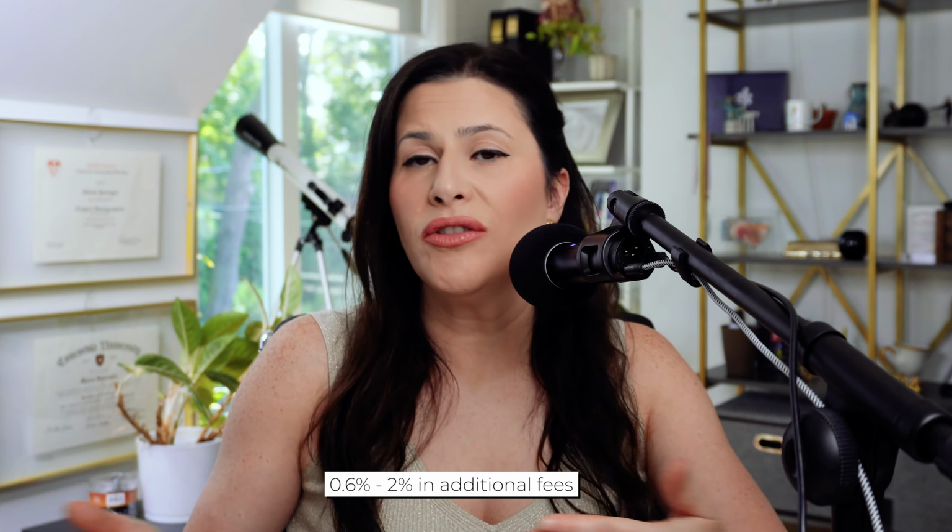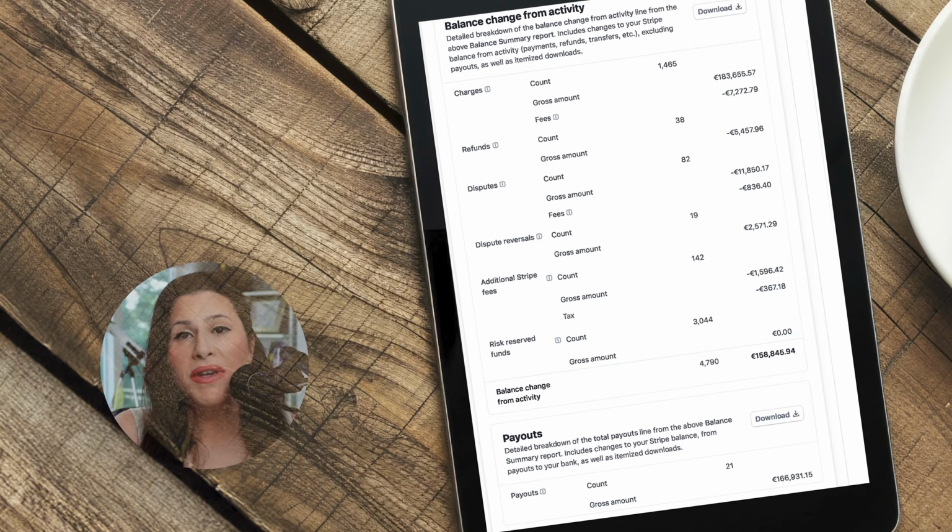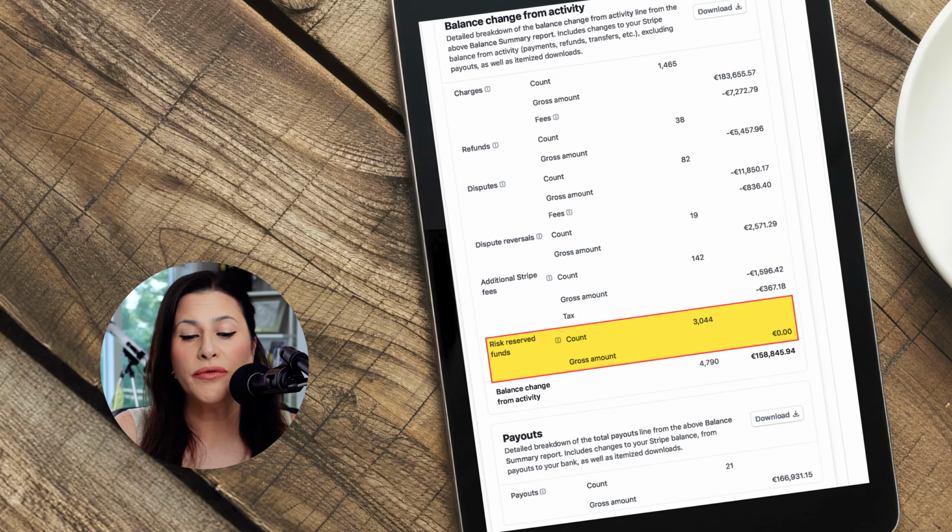I won't go into a breakdown of what they charge, 0.6% and 2%, but you should look into your terms and conditions and into your pricing policy with Stripe so you can figure out exactly what they're charging. But like I said, oftentimes it's really a foreign transaction fee or a foreign currency fee that they're charging here. And then there could be a section where it says risk reserved funds.